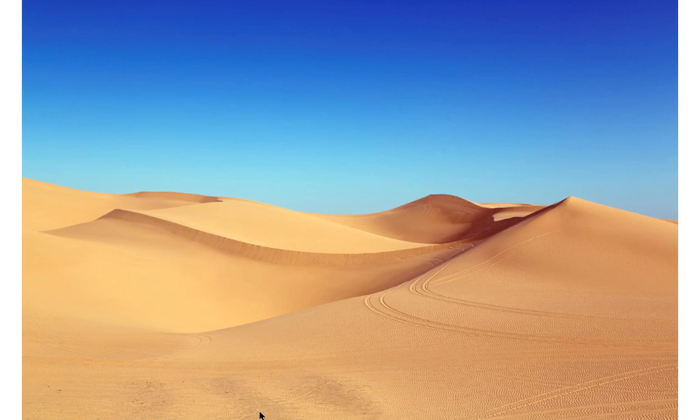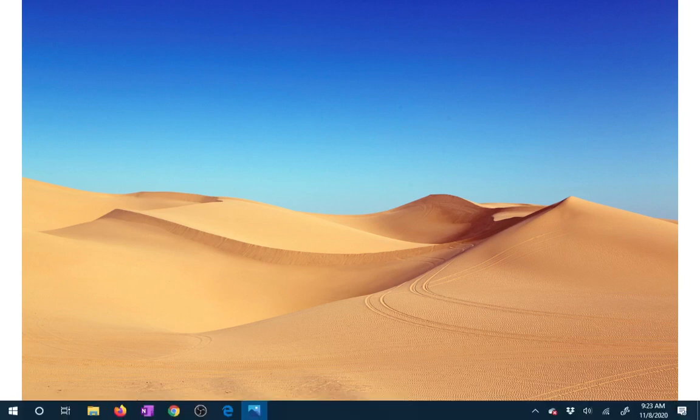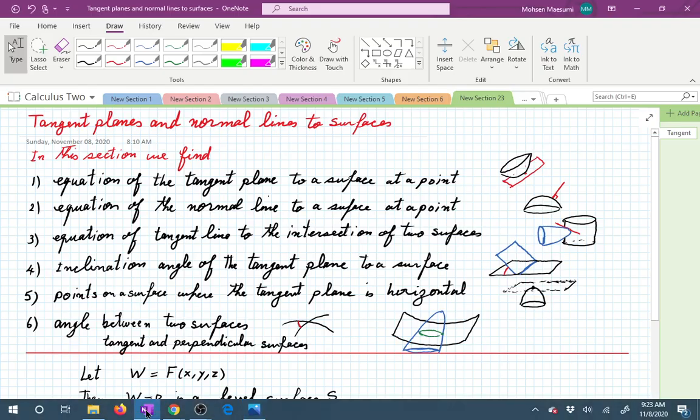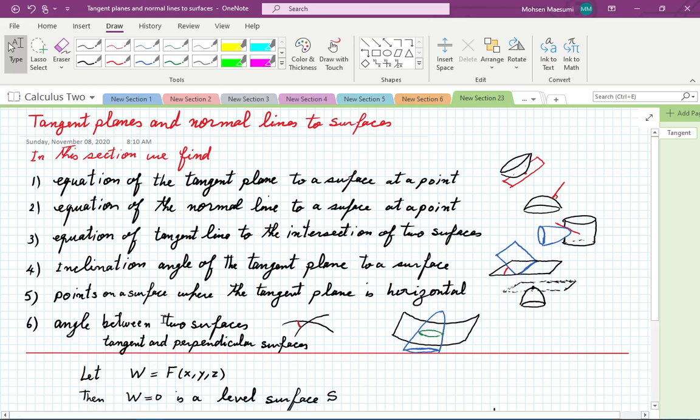Today we are going to continue our conversation about applications of gradient. We are going to take a look at problems related to tangent planes and normal lines. So in this section you are going to see 6 basic problems. We have looked at some of them before, but this section has all of these topics all in the same place. We are going to look at these 6 questions in perhaps a couple of videos.